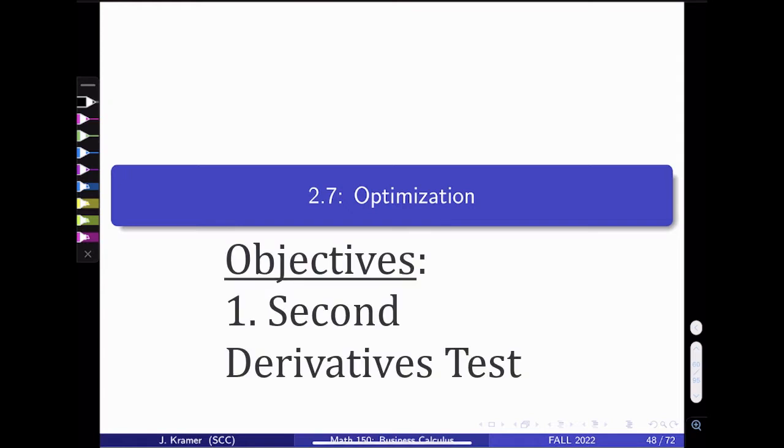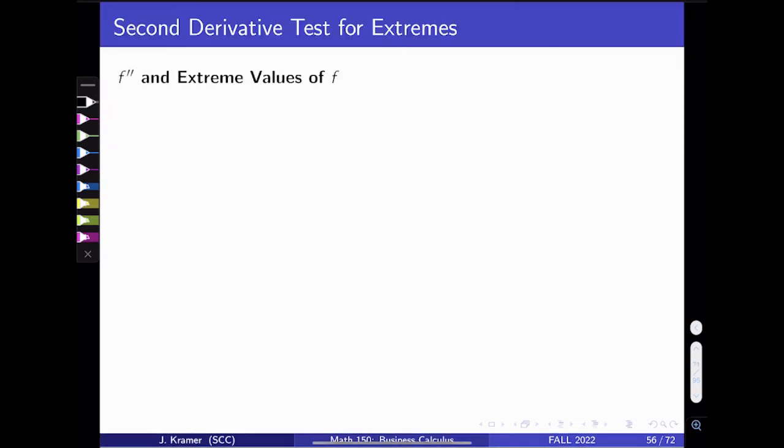This video will cover the second derivatives test. This is part 2 to section 2.7 on optimization. Let's talk about the second derivative and how we can find extreme values of f.